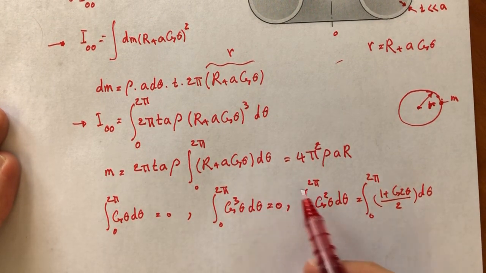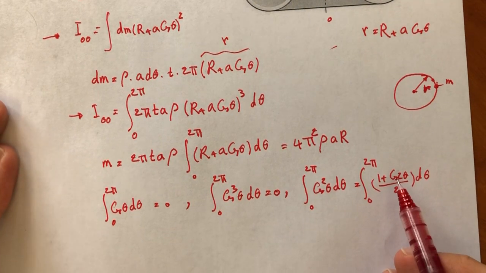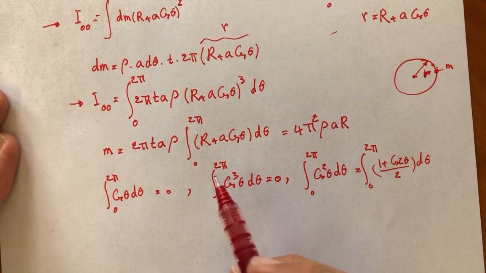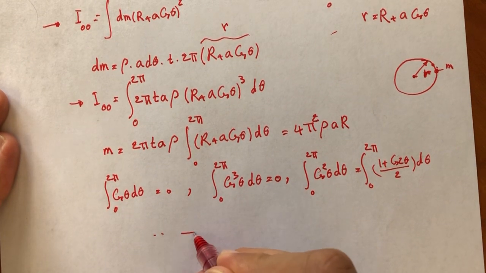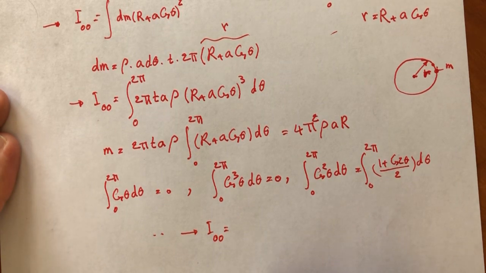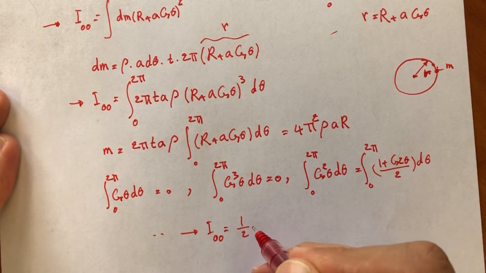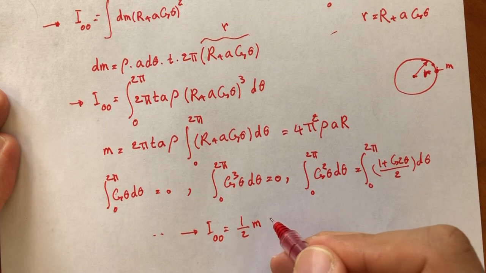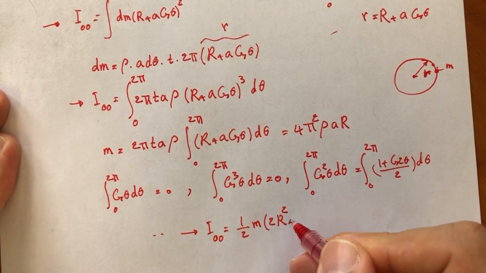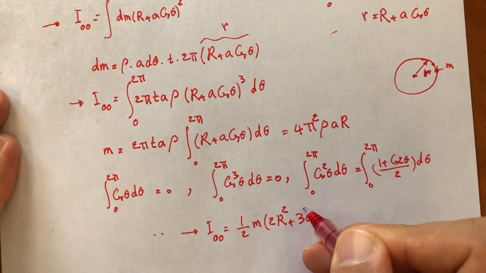Anyhow, after using these equations, you can do this integral. Then at the end, you are going to get I_O is equal to 1/2 of m times (2r² + 3a²).